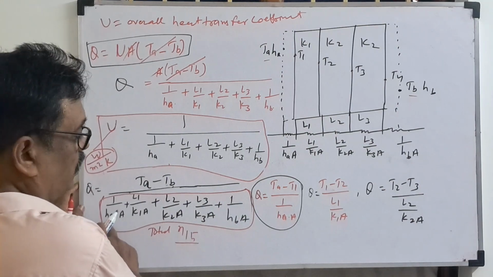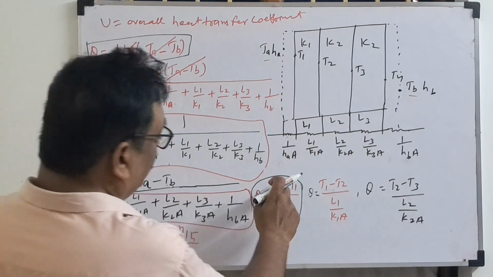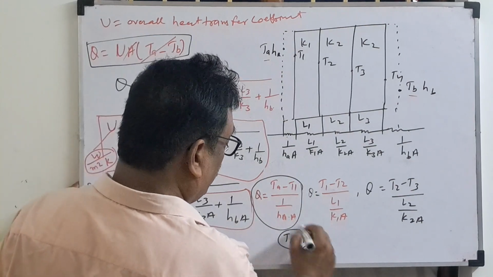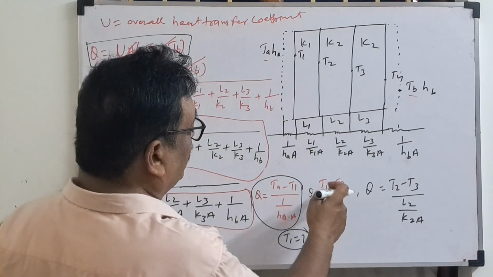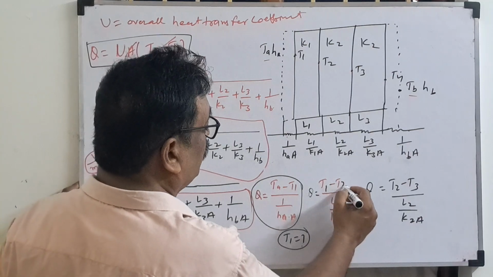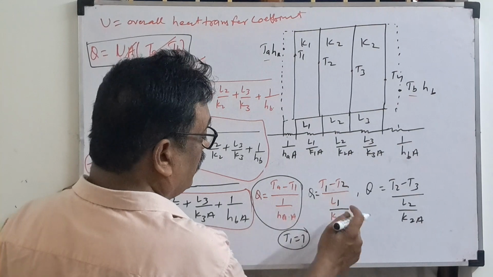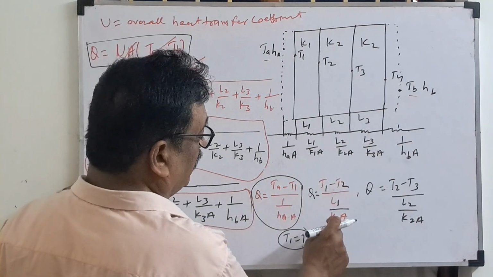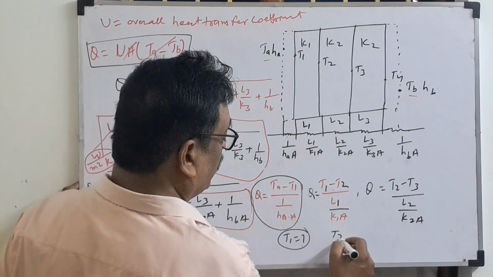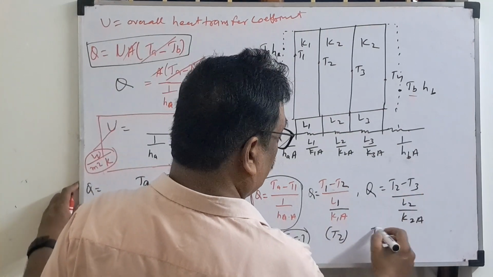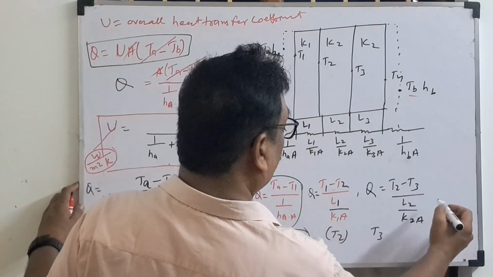Heat transfer coefficient you will know, area you will know, TA you will know, so T1 we can find out. Once you get T1, again you write Q is equal to T1 minus T2 by L1 by K1A. T1 you know, Q you know, L1 distance you know, thermal conductivity you know, area you know. You can get T2 from here. Similarly again T2 and T3, you will get T3 here. Again one more formula you write.